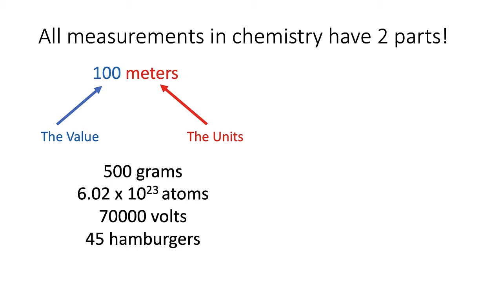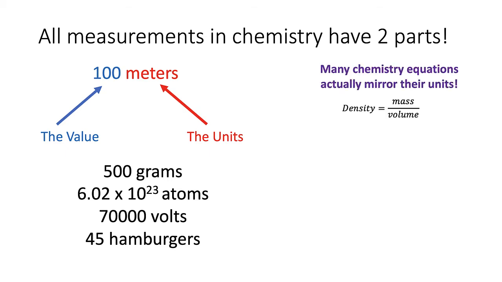And a couple of different measurements with their value and their units are like 500 grams, 6.02 times 10 to the 23 atoms, and so on, right? Two different parts: the value, which tells us how much, and the units, which tells us what it is.